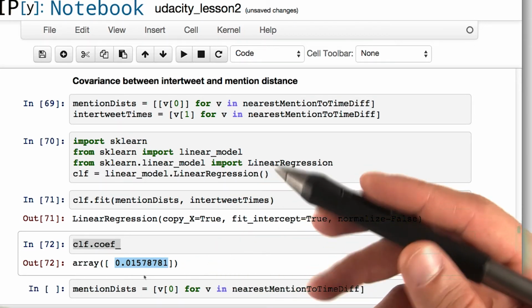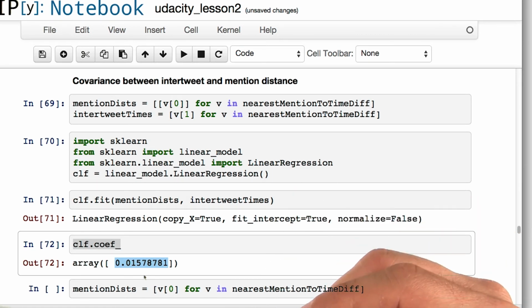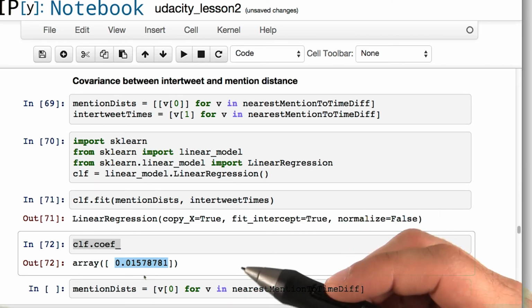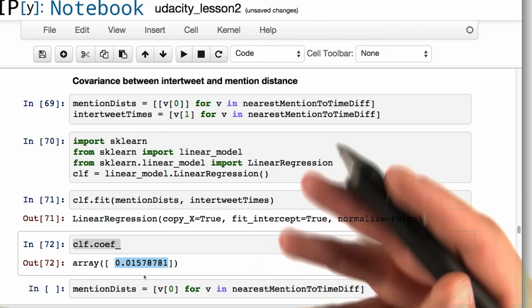This is very strange, right? Information gain and the two histogram plots that we looked at showed very clearly that mention distance has quite a high impact on intertweet time. What's going on here?